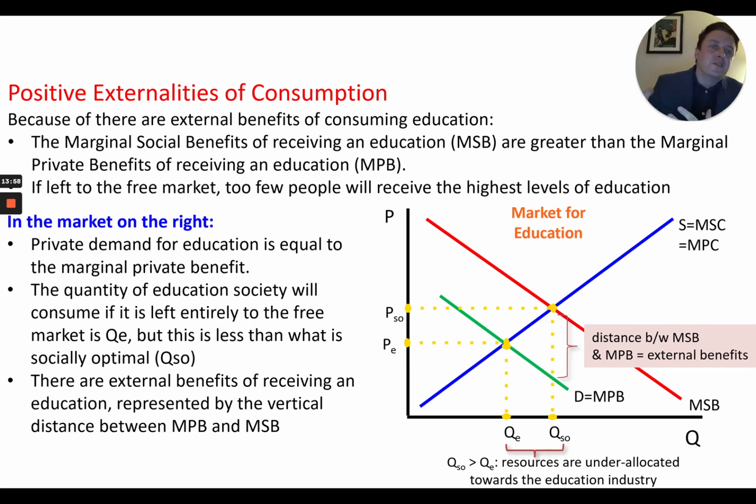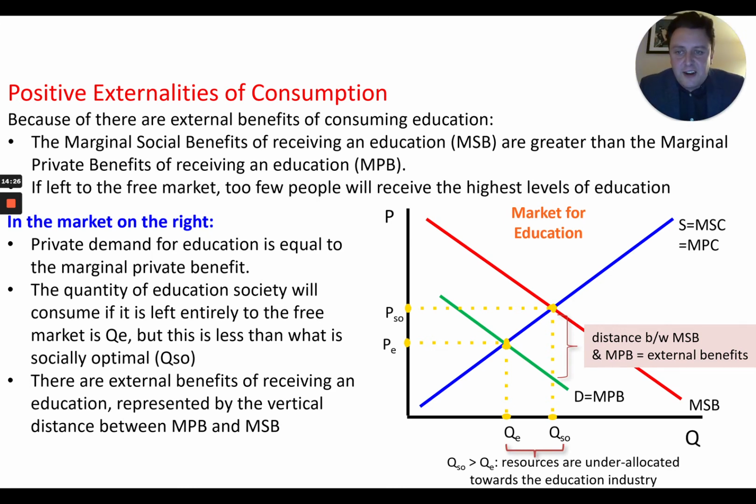Now you could sort of debate about how much education is the socially optimal quantity. Should everyone have a degree? Should everyone be at school until the age of 18? These ideas change over time and they're often debated on. Should the leaving school age become 18 rather than 16 in the UK?